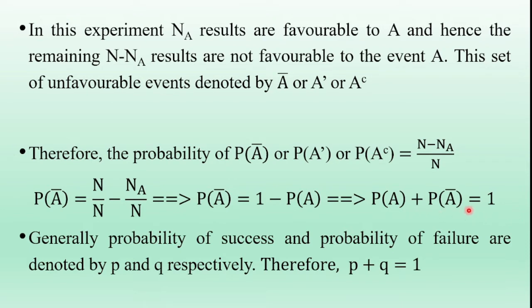From this equation, we can conclude that the probability of success plus the probability of failure is equal to 1. Here P of A is the probability of success of the event, and probability of A bar is the probability of failure of the event. Generally, the probability of success is denoted by P and the probability of failure is denoted by Q. Therefore P plus Q is equal to 1. The summation of the probability of success and the probability of failure is always equal to 1.